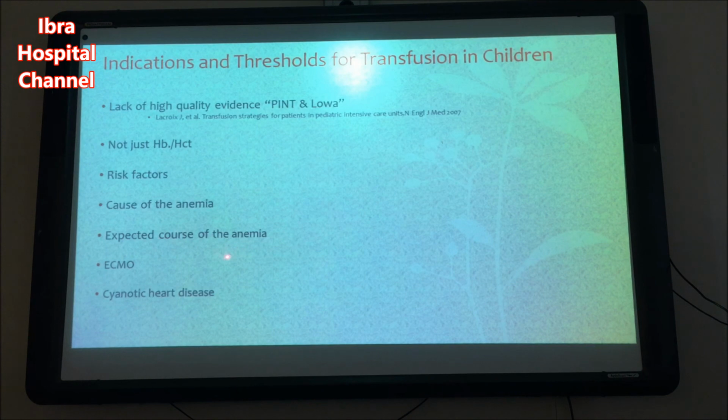Expected course of anemia. If this is a transient anemia, then you can wait and support with some iron tablets. But if this is a chronic state of anemia, then you have to consider blood transfusions. Special consideration in patients with ECMO and those who have heart disease, because they may need their hemoglobin level to be slightly on the higher side. They cannot tolerate anemia for a long time.